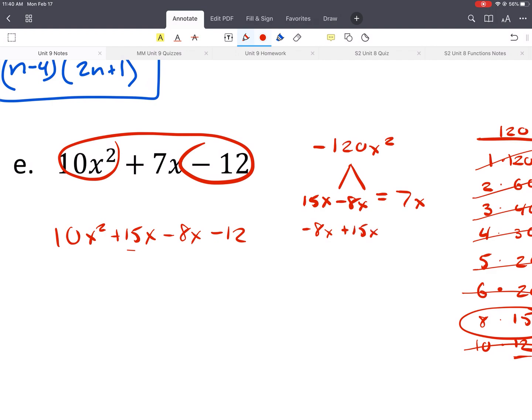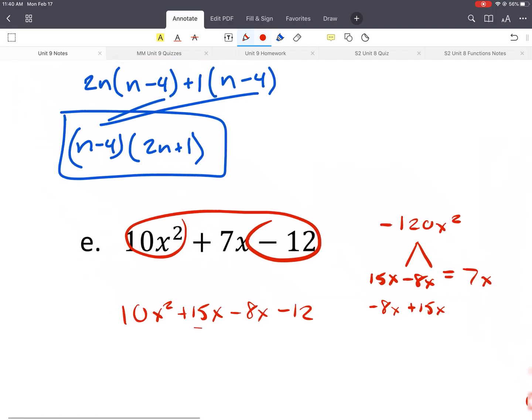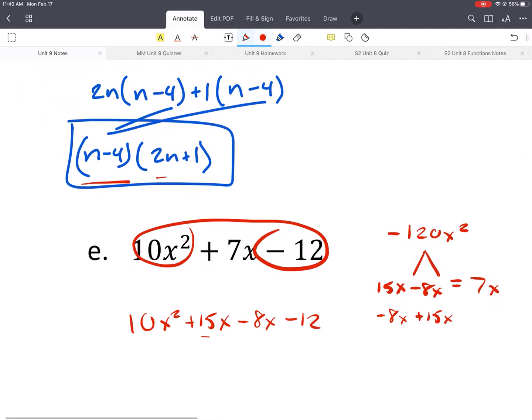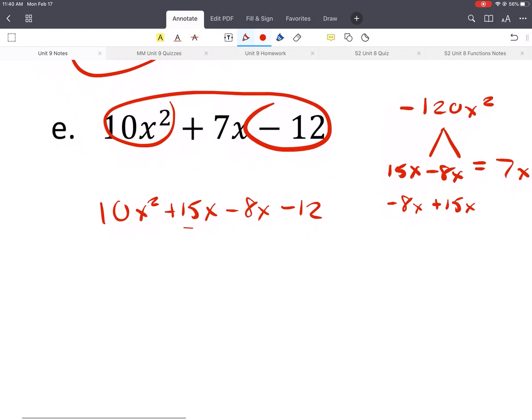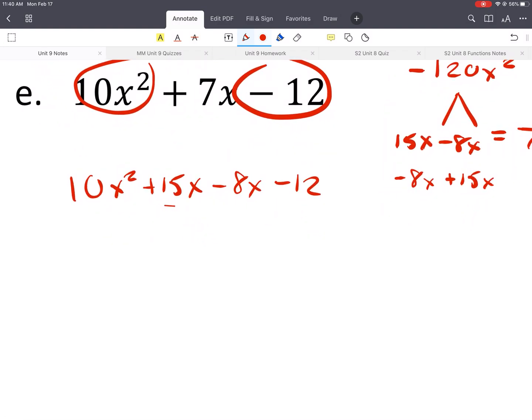Okay, oftentimes people will switch those two. It won't change your answer. When we have these two parentheses, they may be switched, and that's not an issue or anything. That's fine. Okay, so here we go.